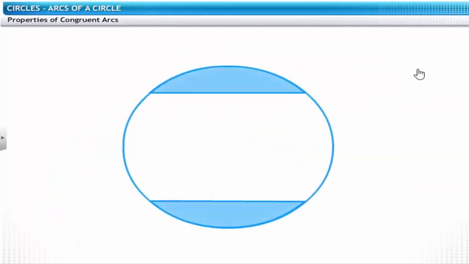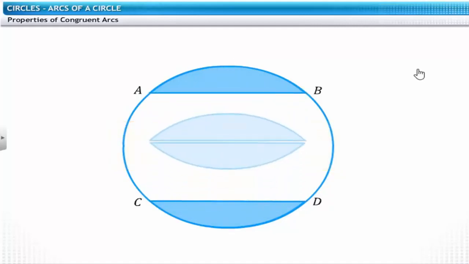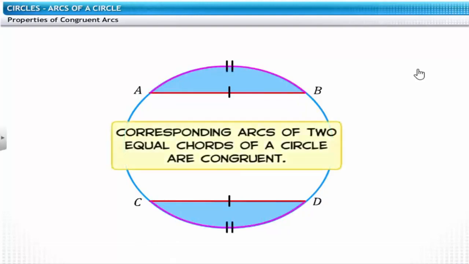Now, let us return to the circle we formed. Here, if AB and CD are 2 congruent arcs of a circle, what can you say about the chords AB and CD? Simple measurement shows that AB and CD are equal in length. Thus, we can say that the chords corresponding to congruent arcs of a circle are equal. The converse is also true. If AB and CD are 2 equal chords of a circle, their corresponding arcs are congruent.